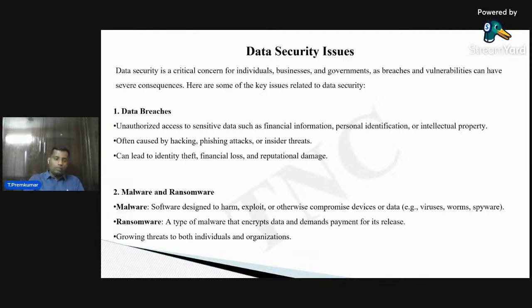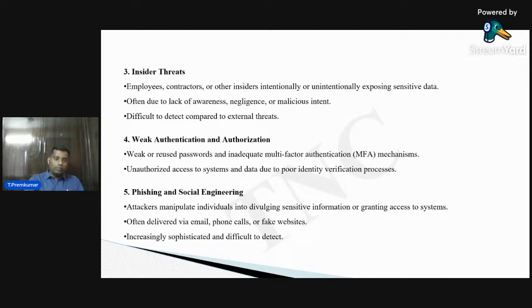Not only this, we have another thing, that is insider threats. Insider threats are nothing but employees, contractors, or other insiders intentionally or unintentionally exposing sensitive data. Employee data and contractor data can be revealed by themselves, knowingly or unknowingly. This is often due to lack of awareness, negligence, and malicious intent. So this is what we call an insider.